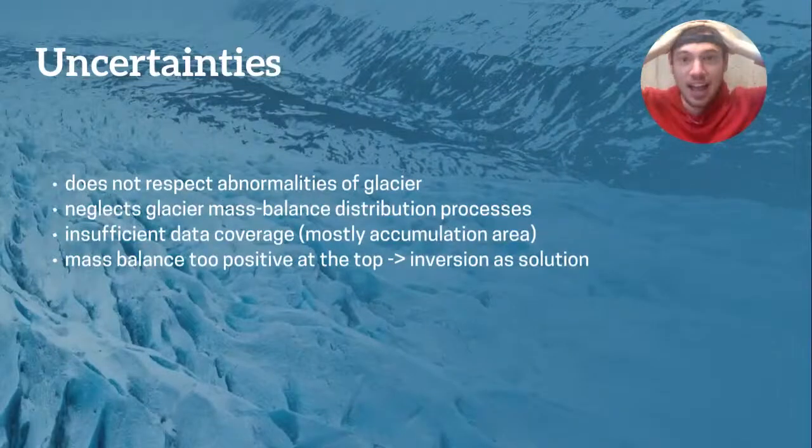This method also has its uncertainties. Namely, it does not respect the glacier's properties, abnormalities, and mass balance distribution processes. If data coverage is low, the result is not accurate and the mass balance profile at the top must be corrected by inverting the curve.